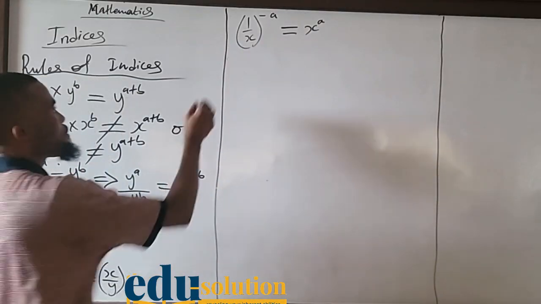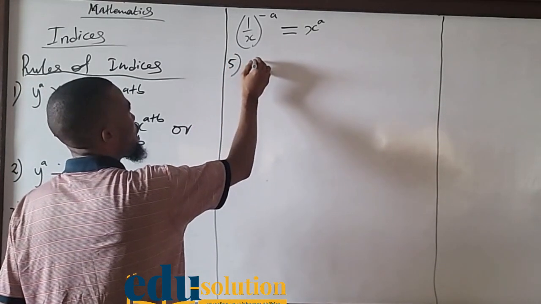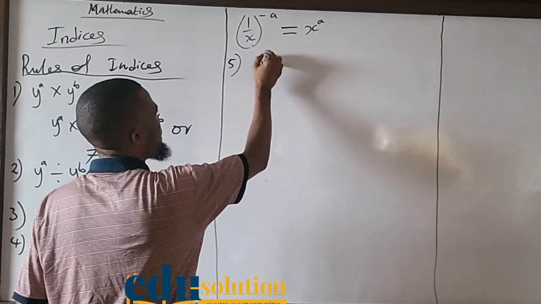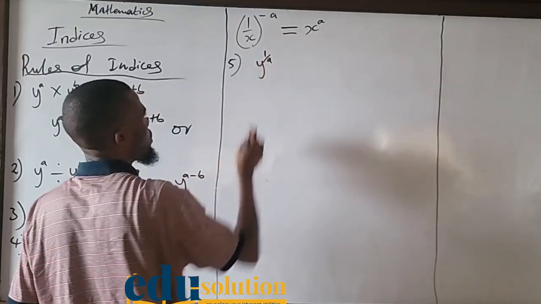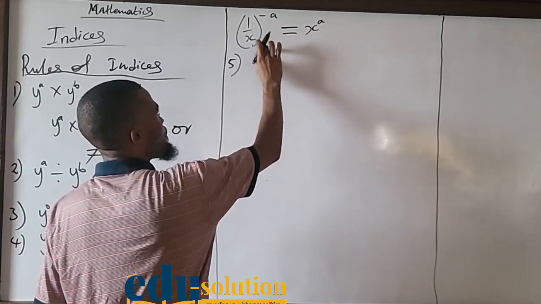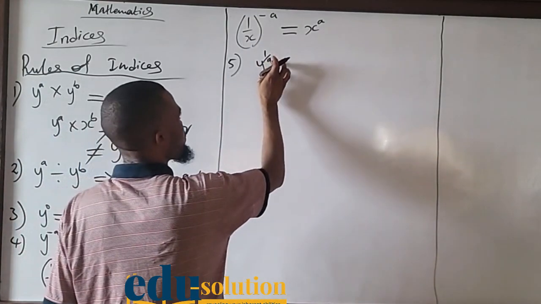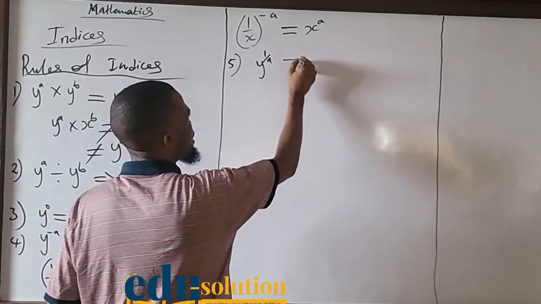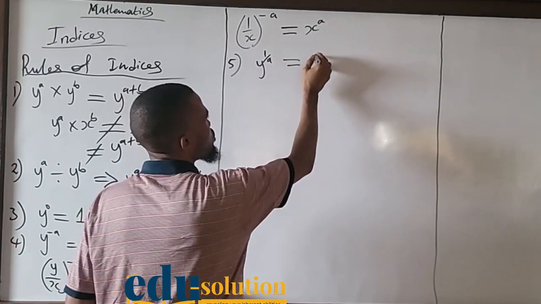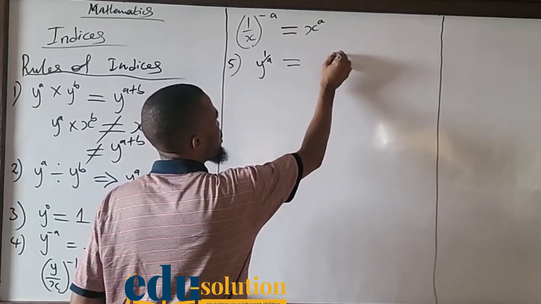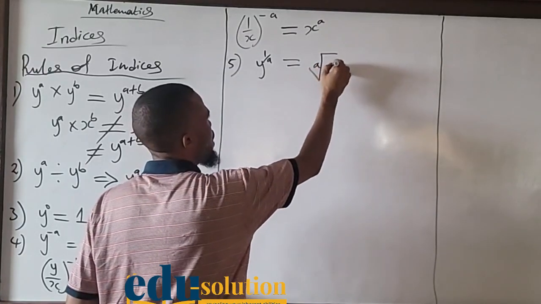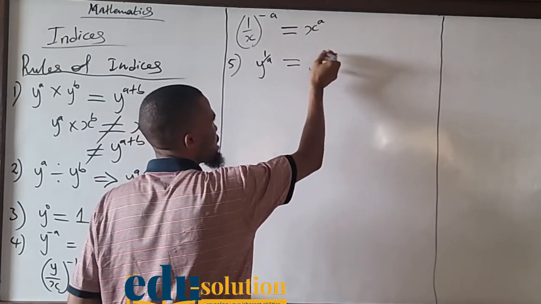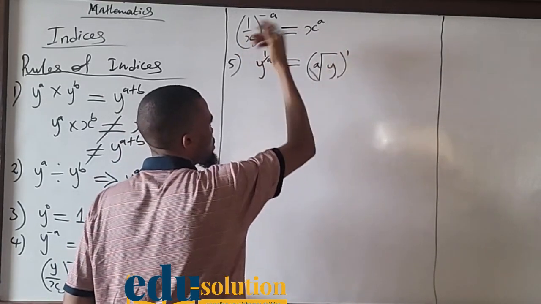Okay, and then number 5, let's say we are having y raised to the power of 1 over a. Okay, if we're having something like this, the power is a fraction. The denominator of the power is going to take the root of this y. So that means the denominator here is what? A. So we are having now the a-th root of y, everything raised to the power of the numerator of the power, which is 1. Anything raised to the power 1 is the same thing. So I may leave it, it's not necessary.